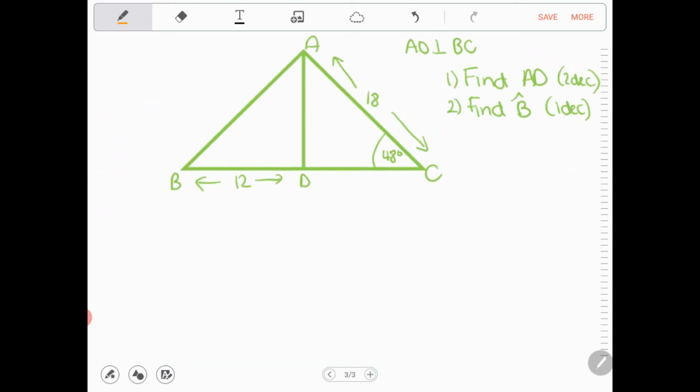Okay, the third example uses both finding sides and angles. We are told that AD is perpendicular to BC. So there we go, AD is perpendicular to BC, so both of those angles would be 90 degrees. We are looking for AD, and then we're going to look for angle B.